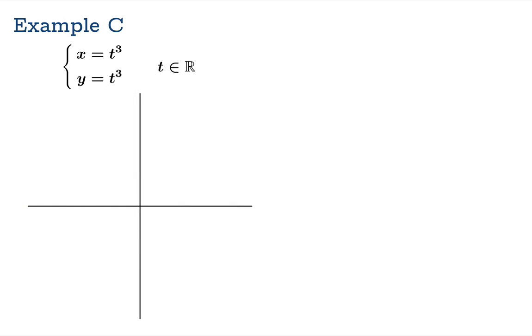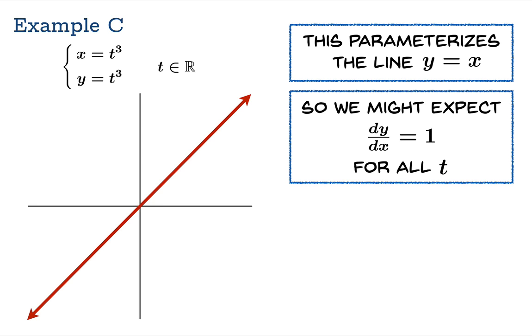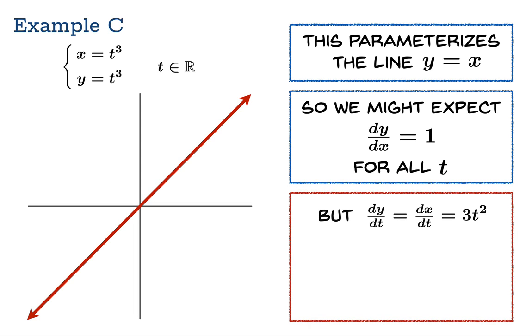So let's start with this simple example, x equals t cubed, y equals t cubed. This pretty clearly parameterizes the line y equals x. Why? Because x and y are quite visibly equal to each other, and as t ranges over all real numbers, you'll notice that the values of x and y go from very negative to very positive. We seem to be sweeping out the line y equals x. All right, well, if that's the case, we might expect dy/dx to be 1 for all t. And it's very close to being the case, but look what happens.